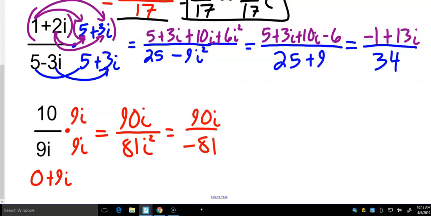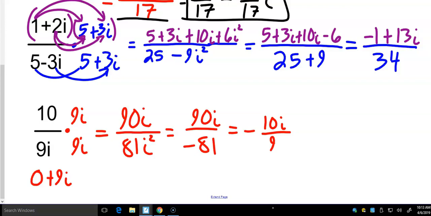And then here, there is some reducing. 90 over 81 can reduce. And it reduces to, if you divide the top and bottom by 9, 10i over 9. And the negative, I just slapped it out front. Remember, you could put the negative up top. You could put it in the denominator. But there it is. So negative 10i over 9.